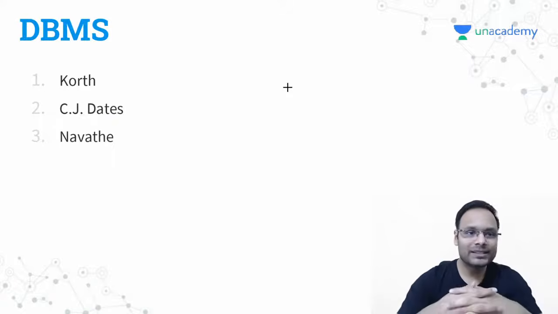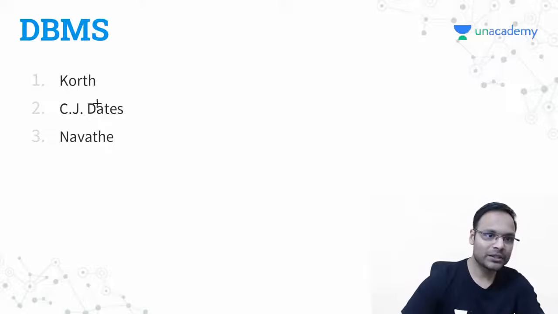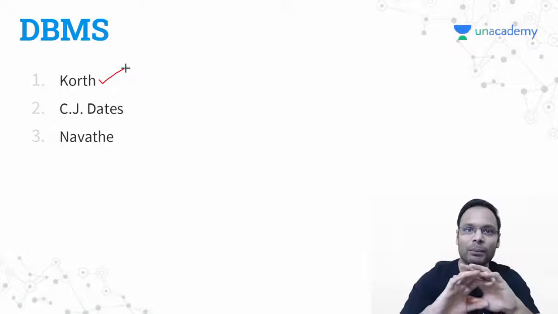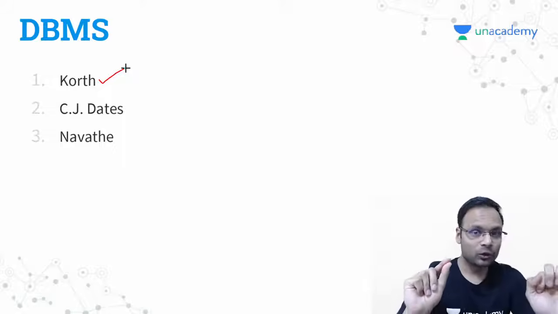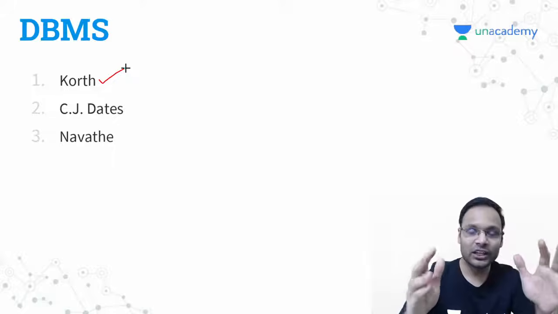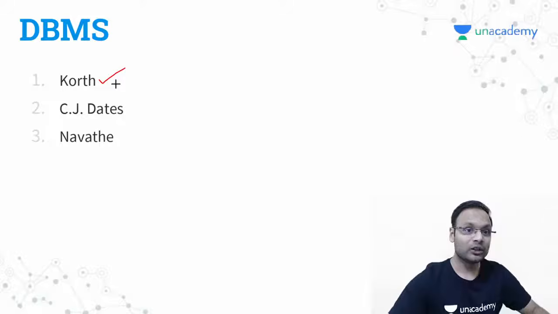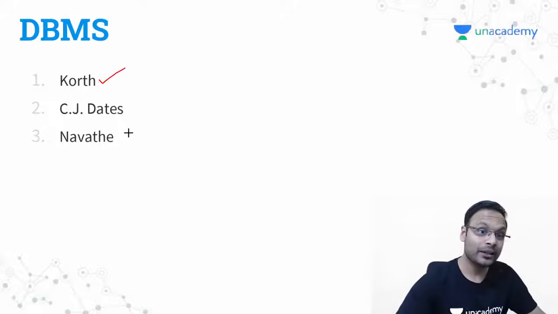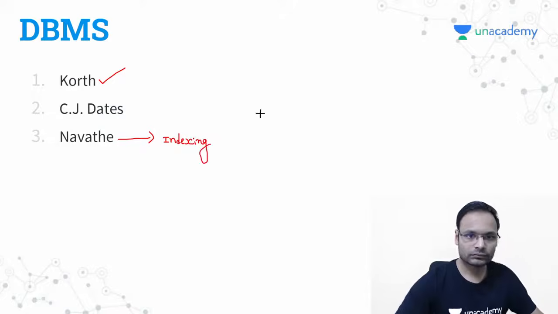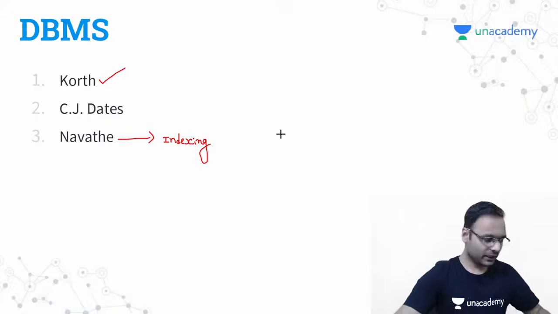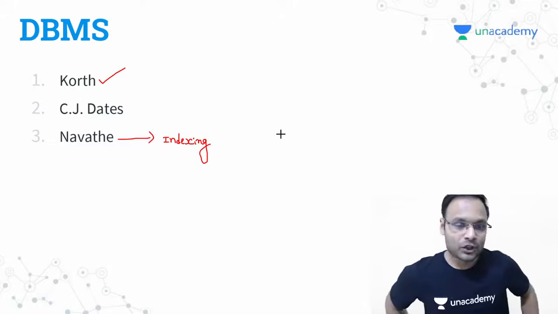Then we have DBMS, database management system. For database management system, the best book is Korth, in which you will have relational algebra perfectly explained. But one topic I would like to recommend, if you really struggle in Korth because it is not given in too much detail, is indexing. Indexing you can learn from Navathe. This indexing topic in databases is good in Navathe.